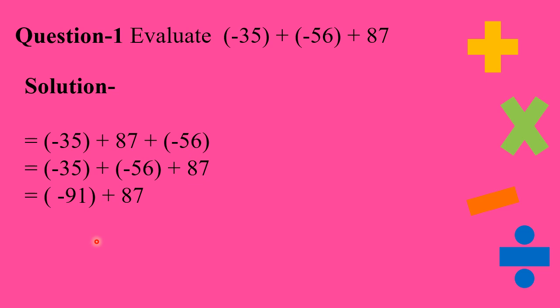Now we can use the rule of adding a positive and a negative integer, which says to subtract absolute values and take the sign of the greater value. That means 91 minus 87 is 4, and the greater value has a negative sign. So our final answer is minus 4 or negative 4.